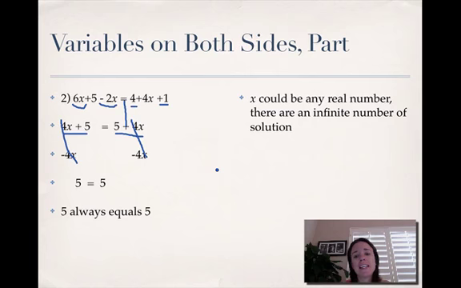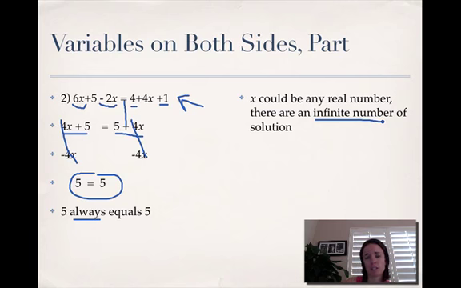I could choose any number in the world. I could choose 0, I could choose 3 halves, I could choose negative 1,000. And if I plugged it into this original equation, I would get a true statement. So if I end up with something like 5 equals 5, which is always true, then I have an infinite number of solutions. It's kind of funny. We'll get used to it.